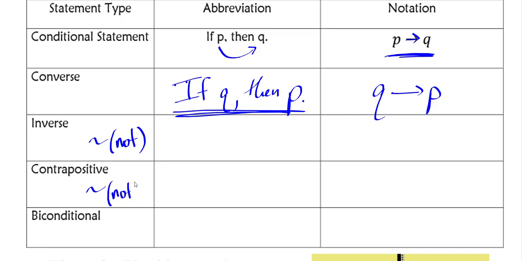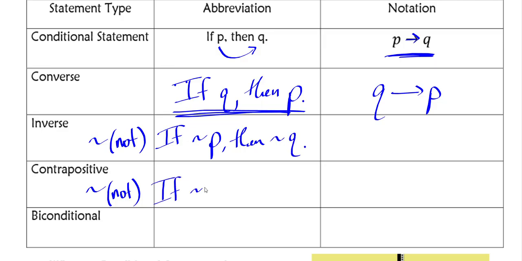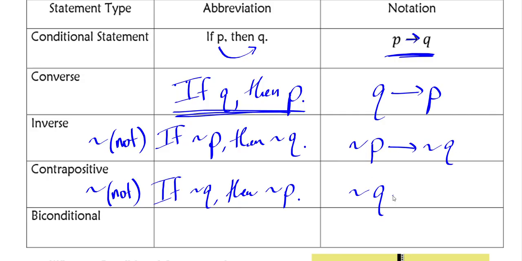We also have that notation that I showed before, not something. So we had the apostrophe when we were dealing with Venn diagrams, but when we're dealing with logical statements, we're going to use this symbol to mean not. So we could say if not P, then not Q. Or for the contrapositive, we're flipping and negating. So if not Q, then not P. Or just a notation, not P leads us to not Q, and not Q leads us to not P.